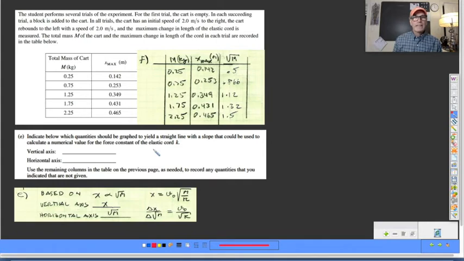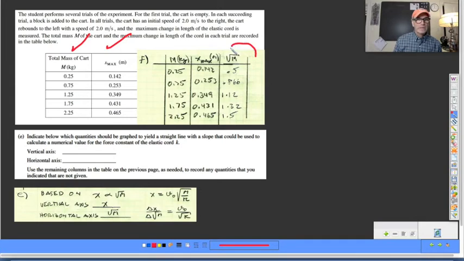Here's my thinking out loud. How are they getting 2 meters per second each time, at least for the initial speed? Maybe there's a spring launcher system. Just thinking. Okay, the total mass m of the cart and the maximum change in length of the cord in each trial are recorded in the table below. All right, that's nice. There's some raw data.